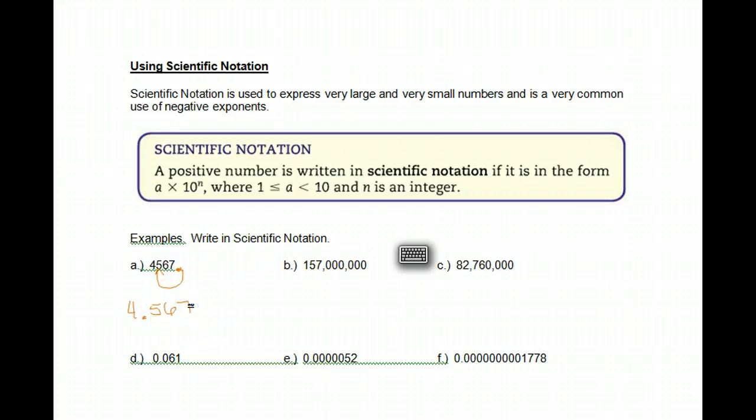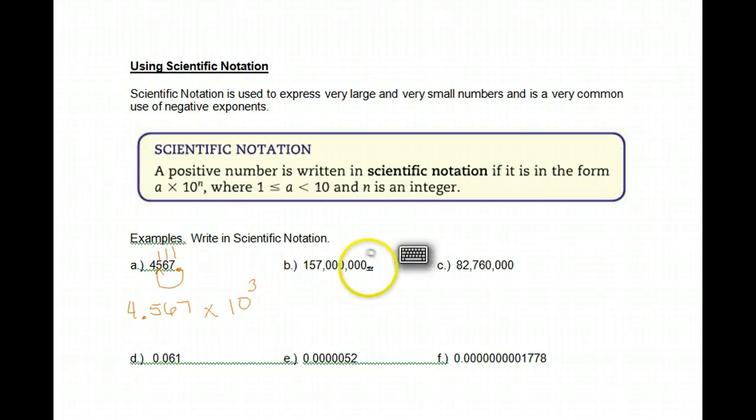So the first thing that we have is 4.567. Remember that it has to be a 1 point something, 2 point something, 3 point something, all the way up to a 9 point something. It can never be bigger than a 9 point something. And then we're going to write times 10 to some power. Well, how do we figure out the power? You figure out the power by counting the number of decimal places that you moved. We moved 1, 2, 3 decimal places, so it's going to be 10 to the third power.